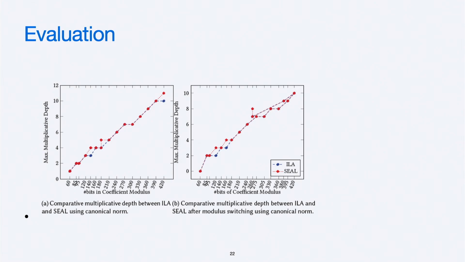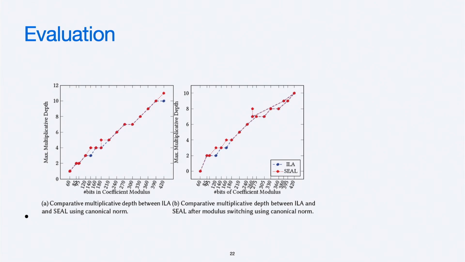multiplicative depth, but in certain cases, like the blue dots, ILA is more strict and rejected more valid programs. But the difference is just 1. ILA's predicted multiplicative depth is 8, and then SEAL's was 9.